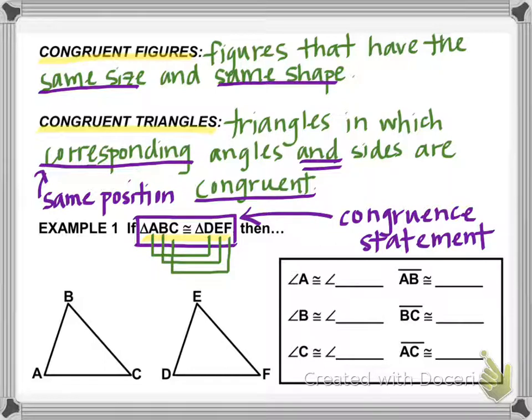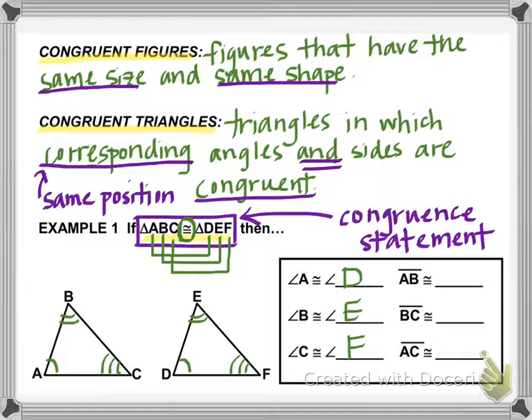Since A and D are in the same position, that means those two angles correspond and are congruent. So we can say angle A is congruent to angle D. Now remember, this congruent symbol in the middle means just what we said about the triangles being congruent. Corresponding angles and sides are congruent. So let's keep going. B and E go together, so those two angles correspond and they are also congruent. And vertex C and F are corresponding, so those two angles are also corresponding and congruent.